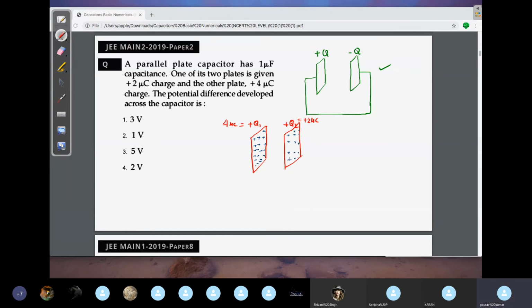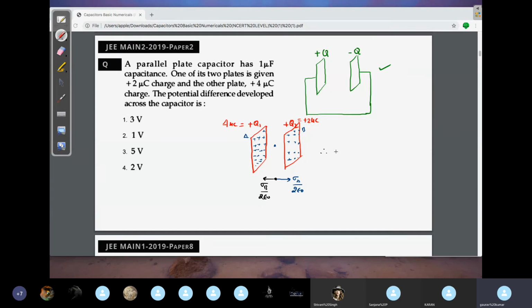You know that this will create a field. If I take any point here, you will have one field in this direction due to this plate. Let's say this is plate A and this is plate B. Sigma A by 2 epsilon naught you will write here. And due to this, you will have a smaller electric field because the charge is less here. So you will have one more field on this side. What is the value of this? Sigma B by 2 epsilon naught.